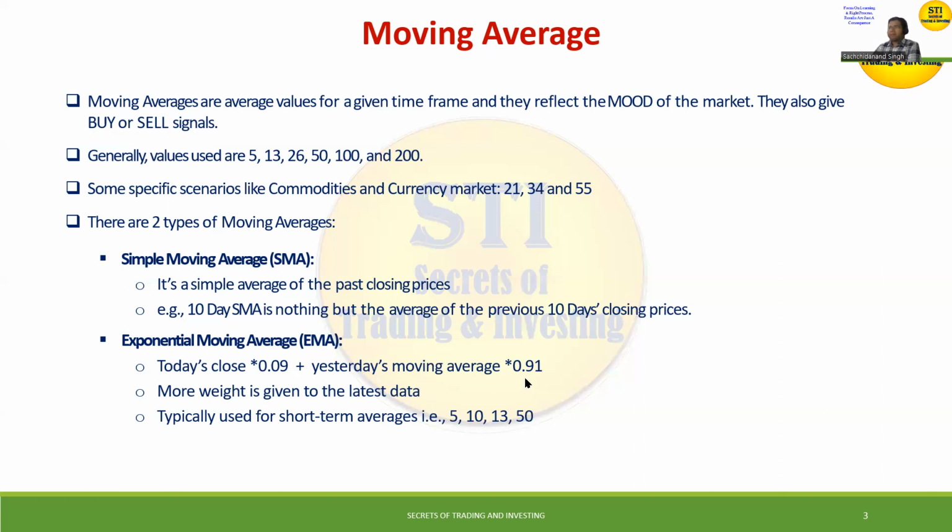In general, more weightage is given to the latest data. Latest data means when we say the last 5 days, that is the latest data rather than the last 21 or 26 days and so forth. EMA is typically used for short-term averages like 5, 10, 13, or 50. Sometimes for long-term investment we also use 100 and 200. Again, when we learn about implementation, we will discuss more on when to use which one.